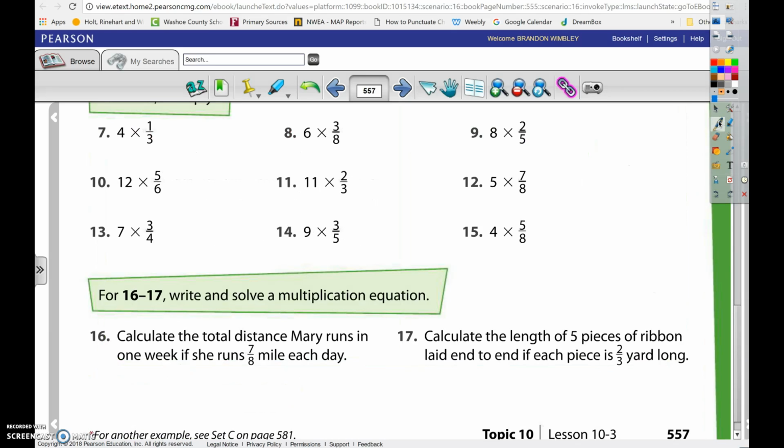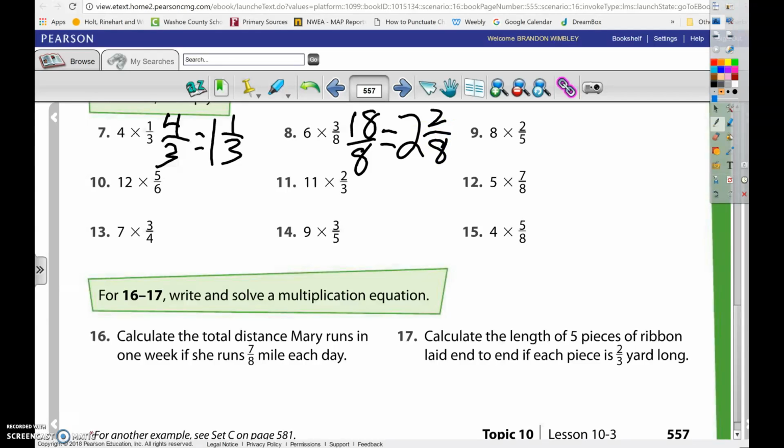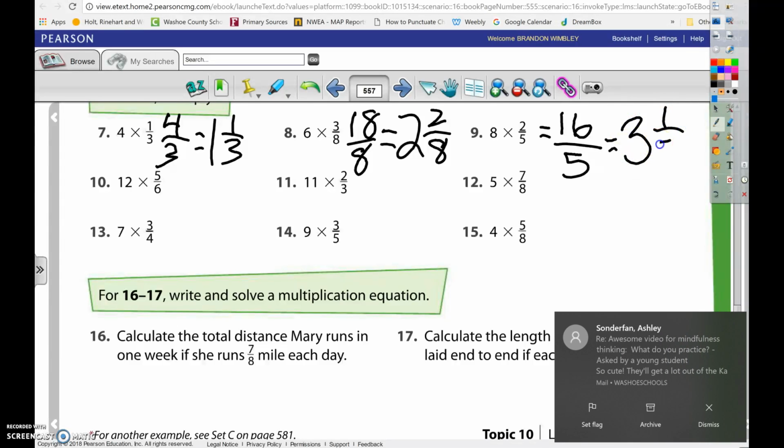All right, 4 times 1/3 is 4/3, and I can take 1 whole out, so I'd have 1 1/3. All right, number 8, 6 times 3 is 18 over 8, and I see there's 2 wholes in there because 8 goes into 18 2 times, and I would have 2 left over. I could rename 2/8 as 1/4 because I could divide it by 2 as well. All right, let's look at number 9. 8 times 2 is 16 over 5, and then I need to rename it. 5 can go into 16 how many times? It can go in 3 times, and I'd be left with 1 piece over 5.